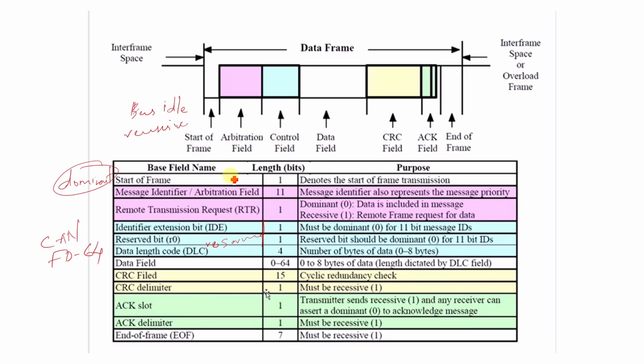Then we have the CRC delimiter with a recessive bit. Then acknowledgement. Acknowledgement indicates whether the message is transmitted, is received or not. Then comes the end of frame, which is a 7-bit field, that is recessive.